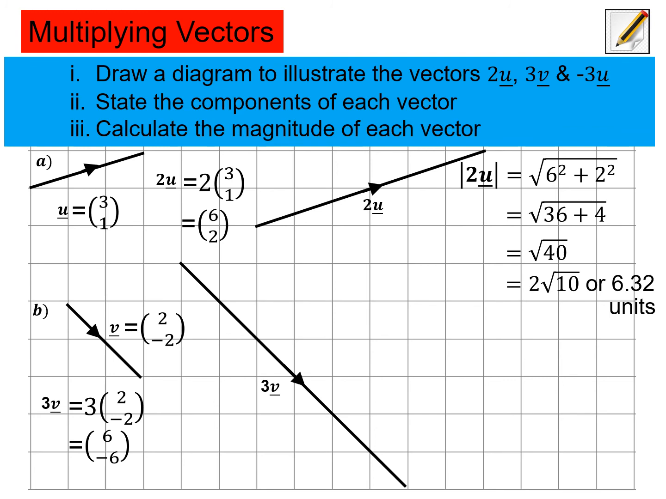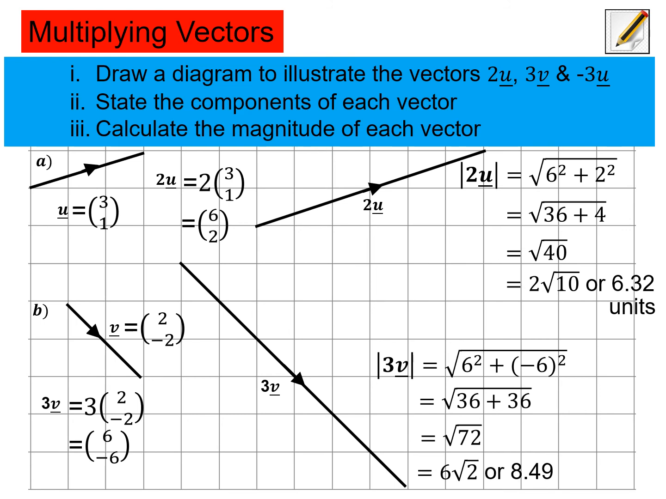Once we've done our diagram, we've been asked to calculate the magnitude again. So exactly the same, the magnitude of 3v is the square root of 6 squared plus -6 squared. So we work through that and we will get the square root of 72, which simplifies to 6 root 2 or 8.49 units. Third and last example, we'll just need to go into another slide for that.